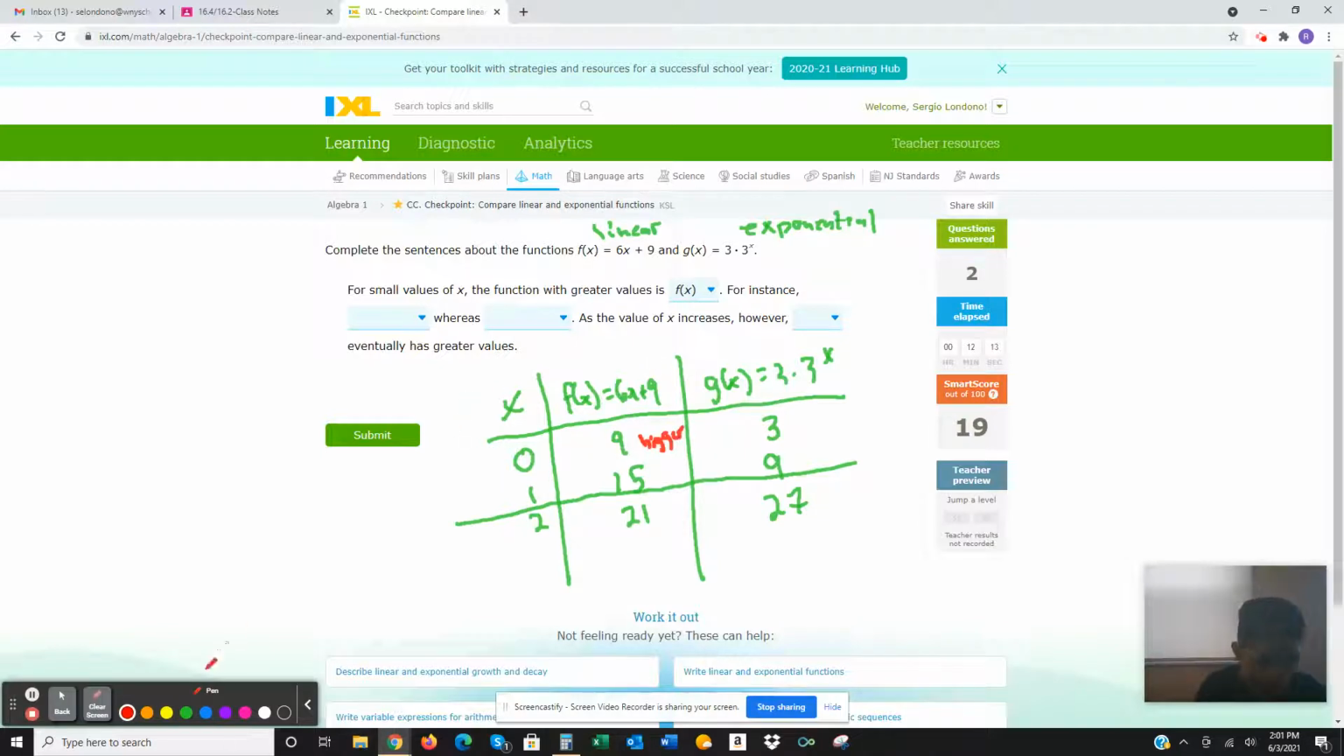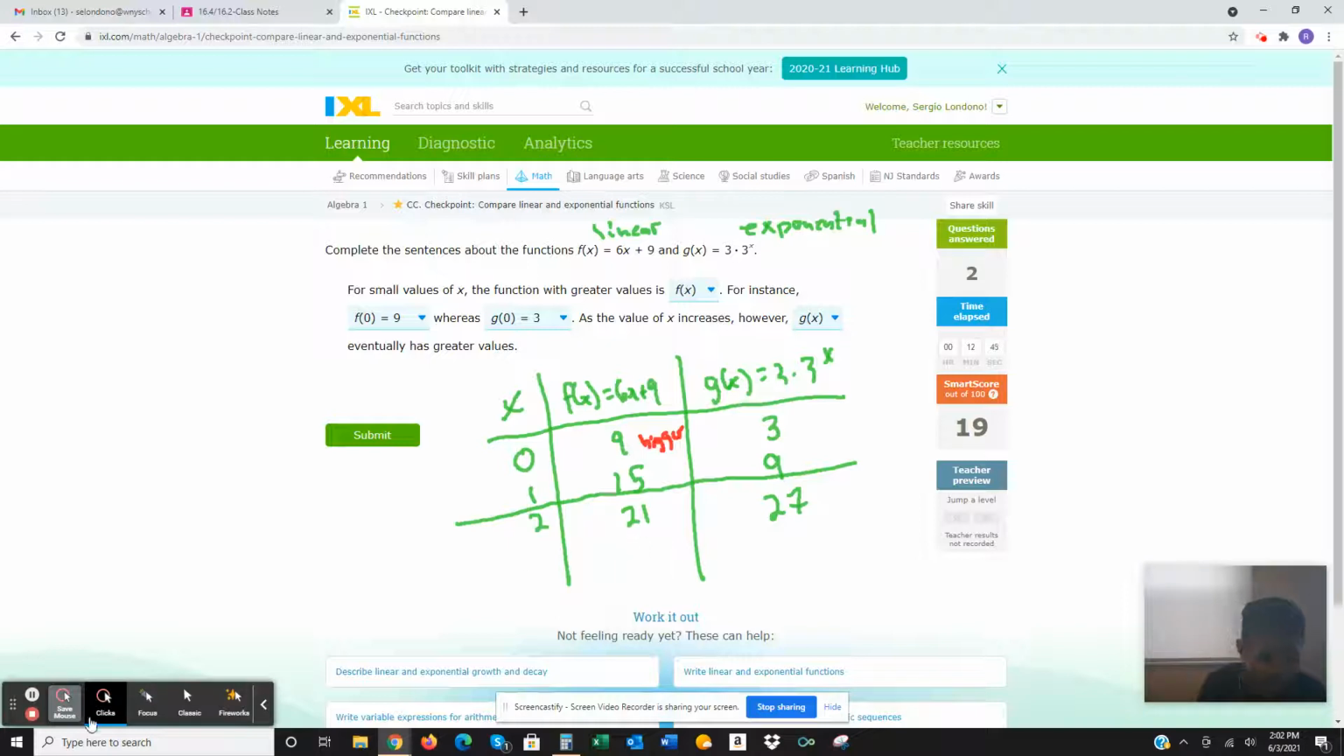For instance, f(0) is 9. We figured that one out, whereas g(0) is 3. As the values of x increase, however, g(x) will eventually be bigger. As you get bigger, 2, 3, 4, the bigger you get. Even at 2, when we plug that in, g(x) is 27.